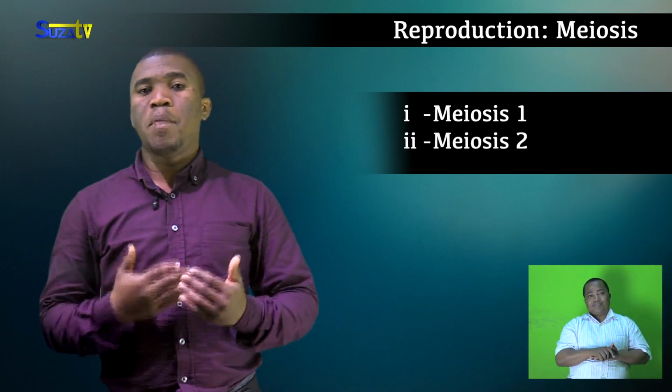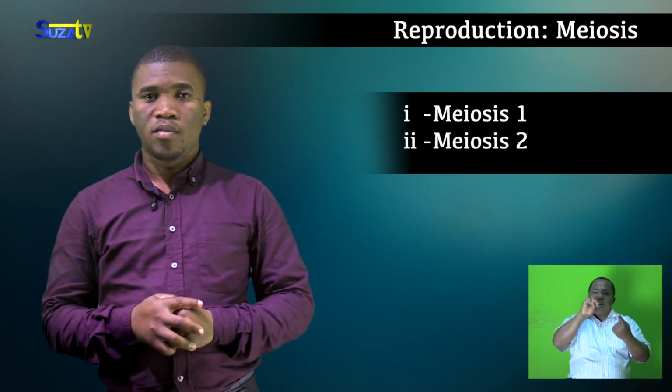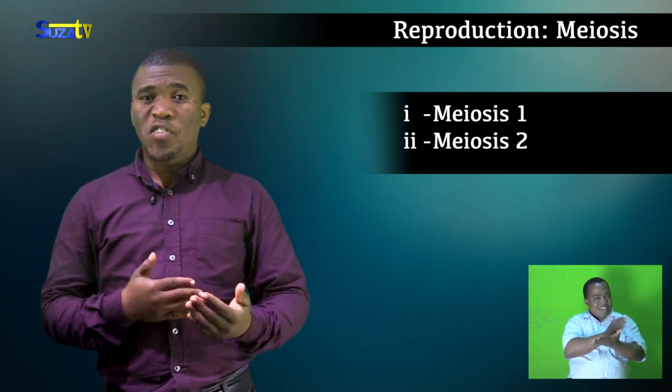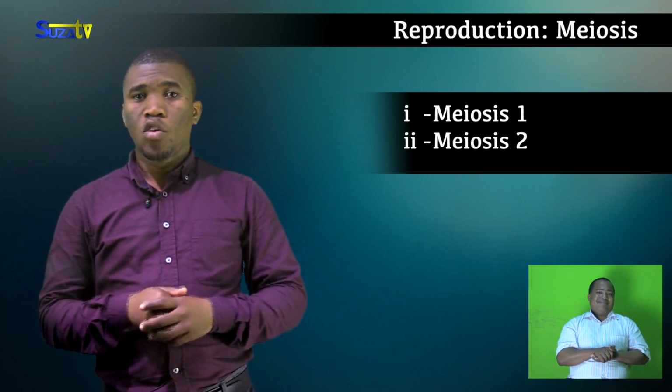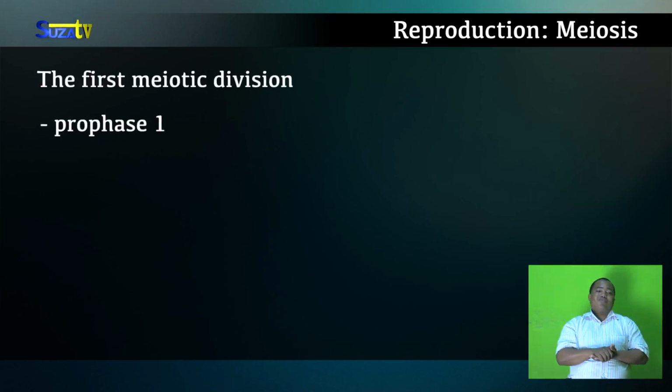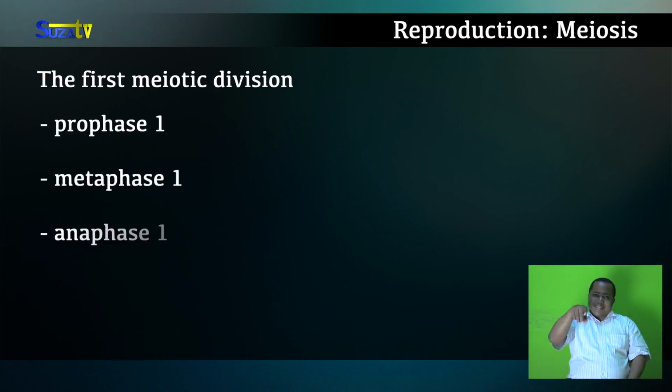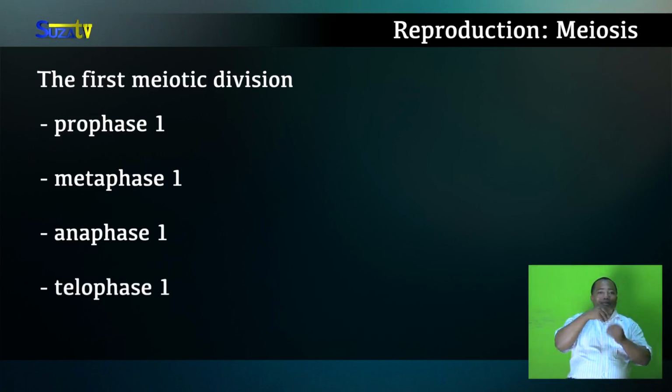The first meiotic division consists of prophase I, metaphase I, anaphase I, and telophase I. Can you repeat the words, please?